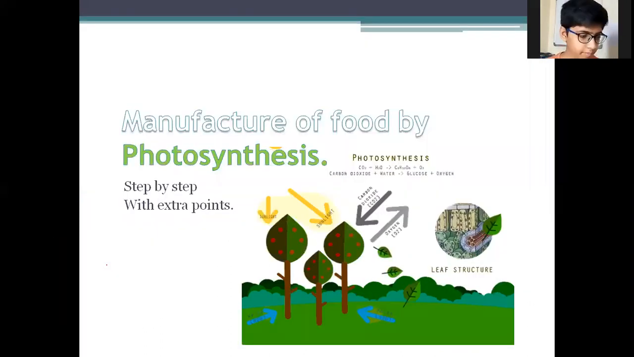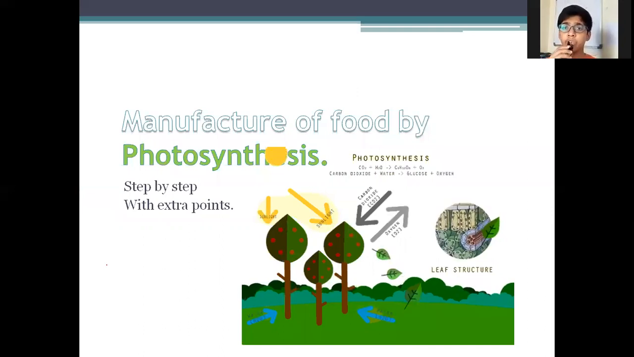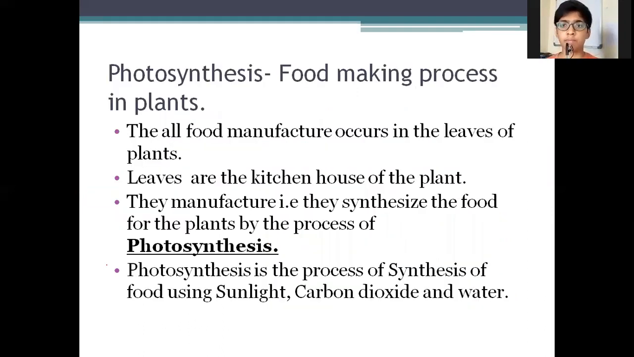Manufacture of food by photosynthesis. Now, photosynthesis is the food making process in plants. All the food manufacture occurs in the leaves of plants. This photosynthesis occurs in the leaf of plants.